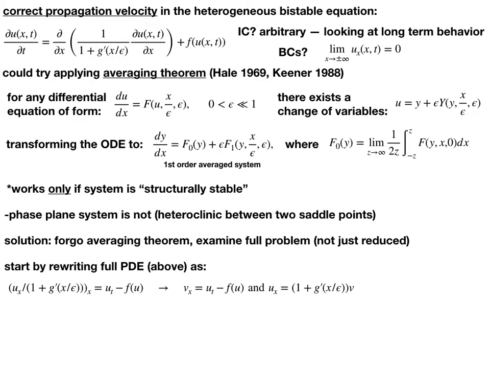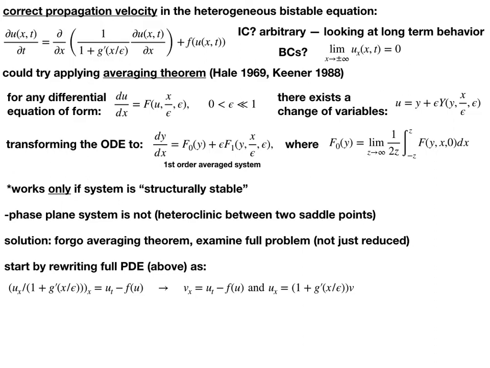And so we'll start by rewriting the full partial differential equation up here as the following system. So what am I doing here? Really, I'm just taking f, moving it over to the left side, and flipping the sides so that we just have our diffusion term on the left is equal to u sub t minus f of u.